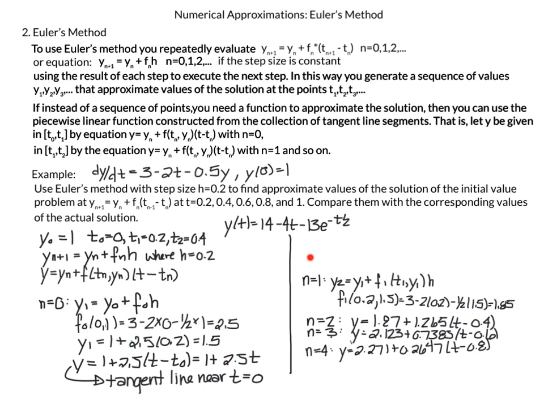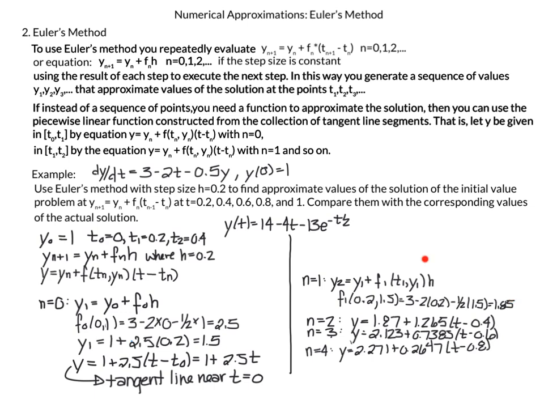Now doing my next point, I want y2, so I'm going to use this formula with n equals 1. So y2 is going to equal y1 plus f1, which plugs in t1, y1 times h. So for f1, t1 is going to be equal to 0.2, because I'm incrementing. And then my y1 I get from my equation here is 1.5. I plug that into my equation, and my y2 is 1.85.